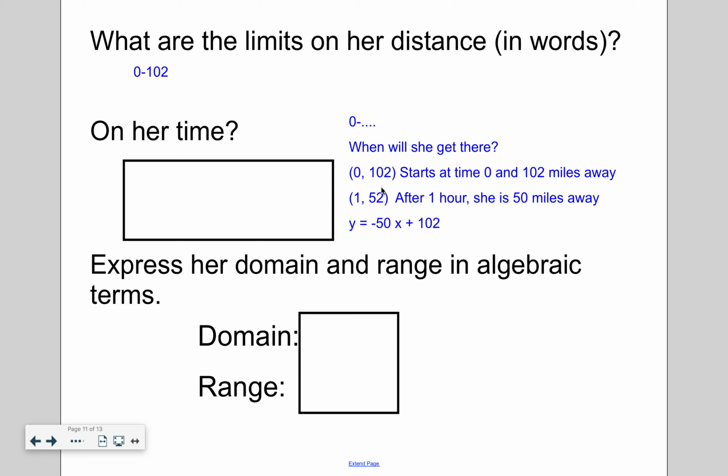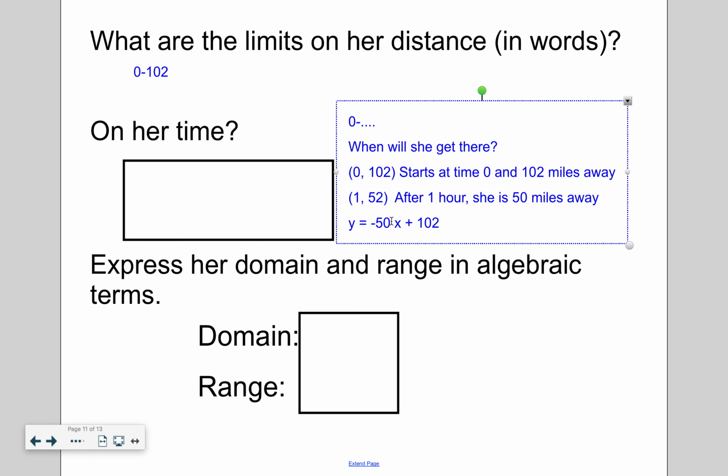Well, now that I have 2 points, I can find the slope. I can do the difference in the y or the difference in the x. So there's my slope right there at negative 50. Some of you may have been able to see that. What's changing, what's her rate of change? And I also have my y-intercept right here. So I was able to get my equation.